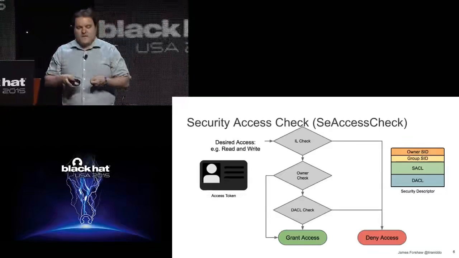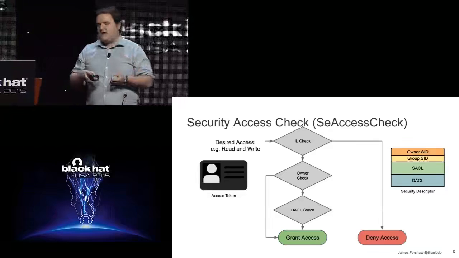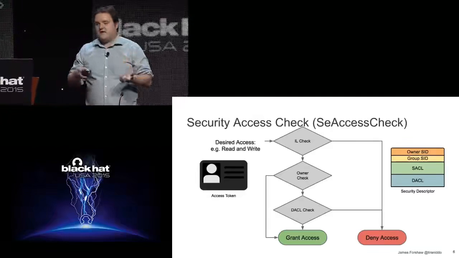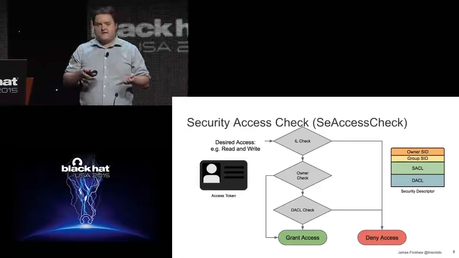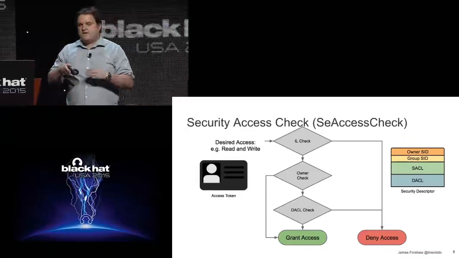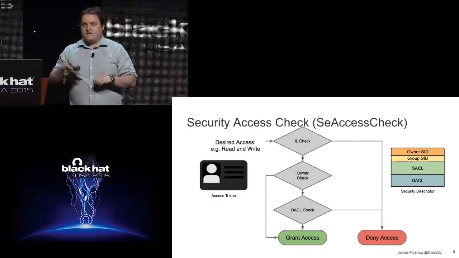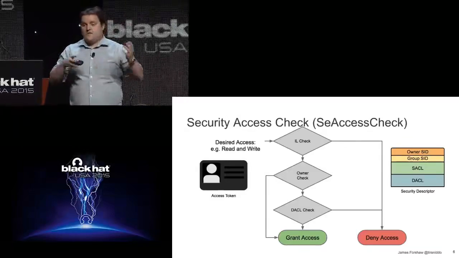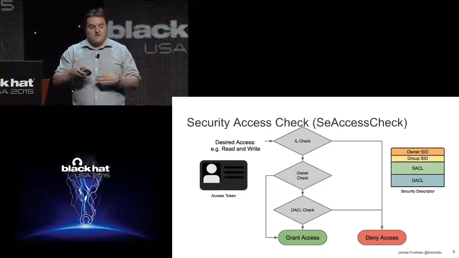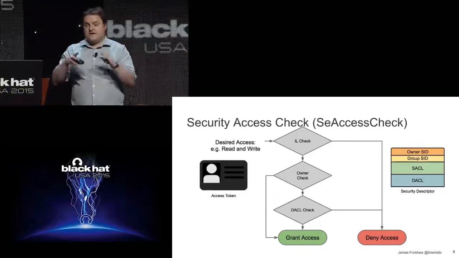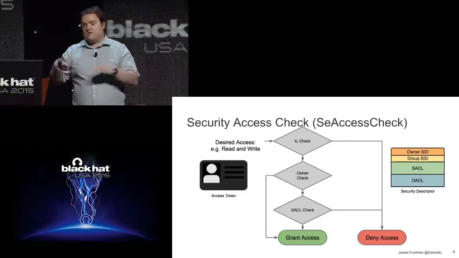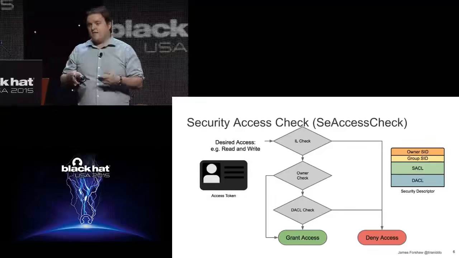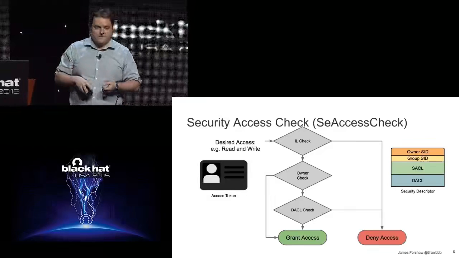So there's a few different steps. The first step being checking what is called the integrity level. And the integrity level is something they added in Vista, which is like a mandatory access control mechanism. It's simply a number. Your access token has a number. The resource has a number. And if you are above or equal to the resource number, you're allowed access. Otherwise, it can tell you to go away.